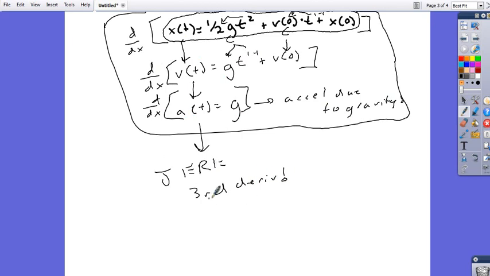Don't be this guy. I may ask you to calculate this maybe one time this year. But the jerk function is a funny function. We can talk about it in class, but I'm not going to spend too much time on it.